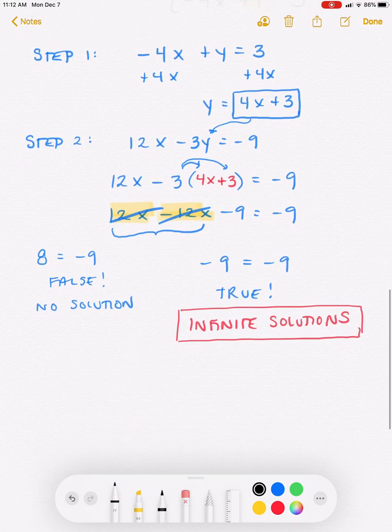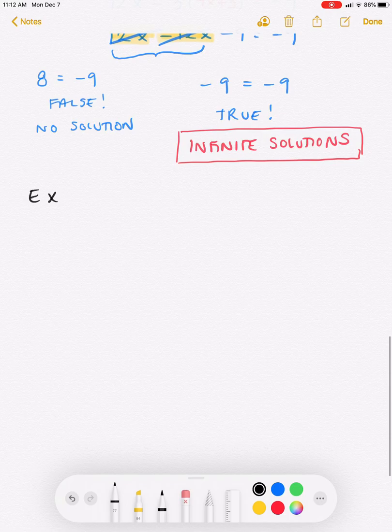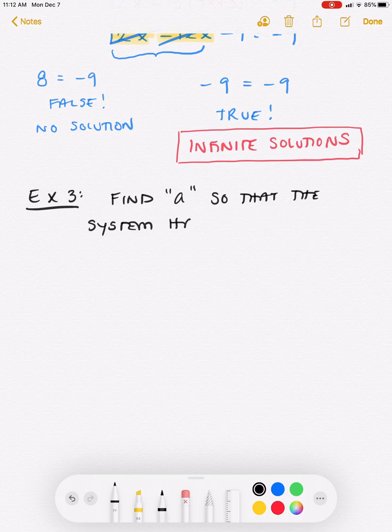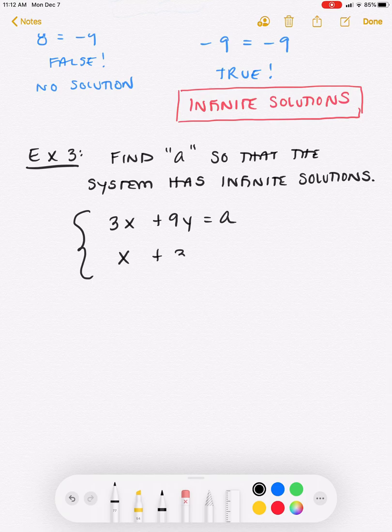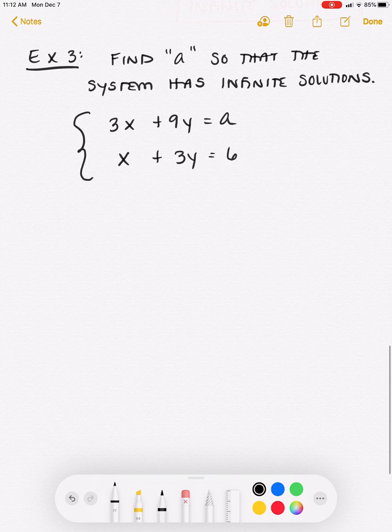Now, the last thing that we're going to do, the last couple of examples, let's take this concept of using substitution and do a couple different application problems. All right, so we're going to find the value of A so that the system has infinite solutions. Kind of extend on this idea from example 2. And so the system is going to be 3x plus 9y equals A, and x plus 3y is equal to 6.